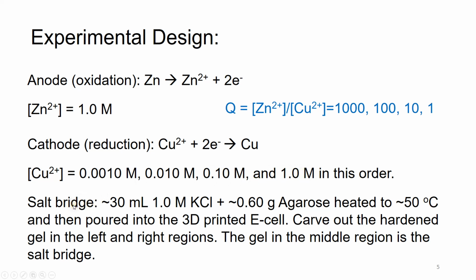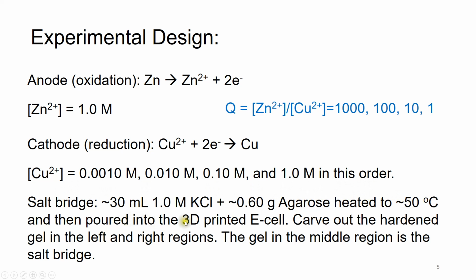We need a salt bridge. We can make this salt bridge using 30 milliliters of 1.0 molar KCl. KCl is used to balance the charges in the two beakers. And we need 0.6 grams of agarose. This is to make a gel. We heat this mixture up to around 50 degrees Celsius. It's going to be a liquid.